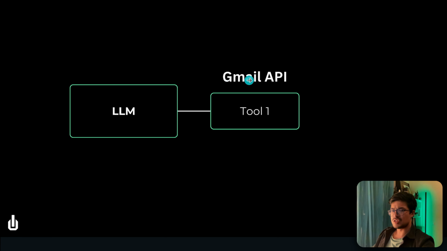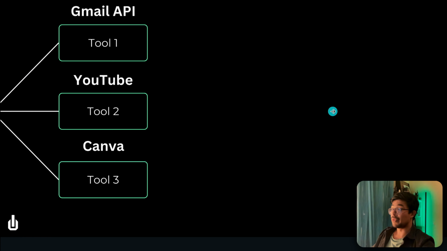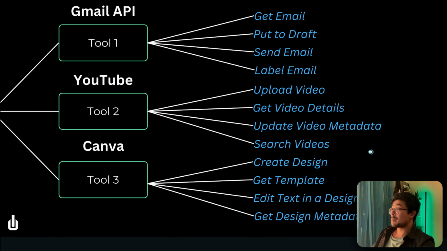For example, with this Gmail API, we have this tool or service, and it can be represented by a tool. This tool has 4 different actions in this case that it can take, each requiring different inputs, like the different JSON bodies that we need to input so that the agent or the LLM can successfully trigger all these actions. Now we have 3 different tools, or services, whatever you want to name it. So now we have the Gmail API, YouTube, and Canva, all with their respective actions.